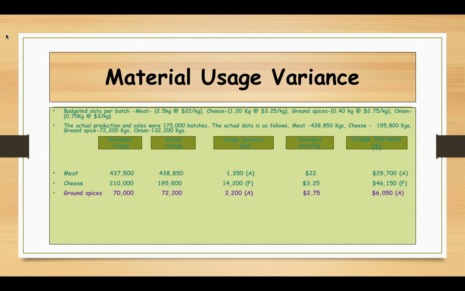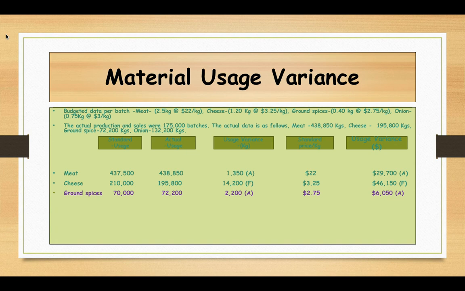Again, 175,000 times 0.4, because the question says each batch of burger you produce, you are supposed to use 0.4 kilograms. So here we used 175,000 batches. So 175,000 times 0.4, 70,000 kilograms is the standard usage. But the actual usage is 72,200 kilograms. So we used 2,200 kilograms more. So 2,200 kilograms adverse usage variance in kilograms.